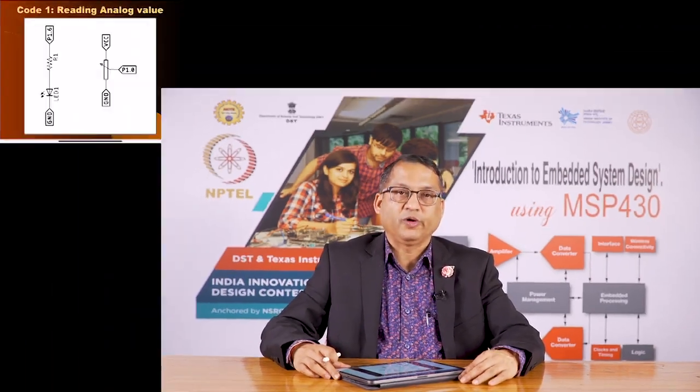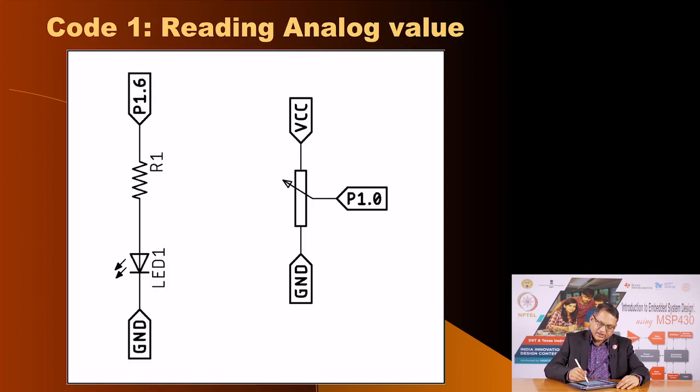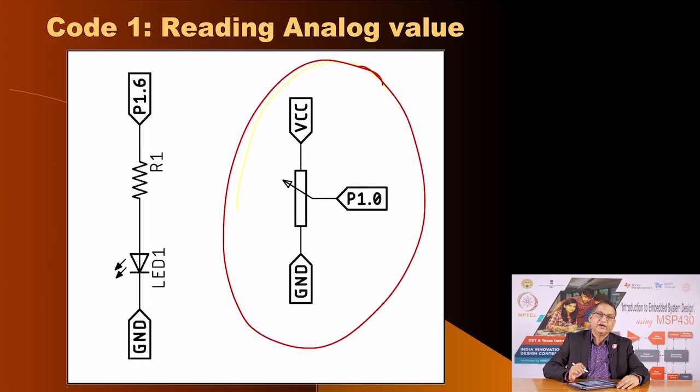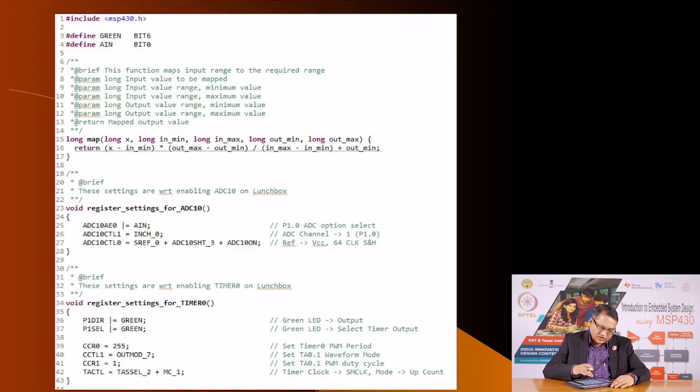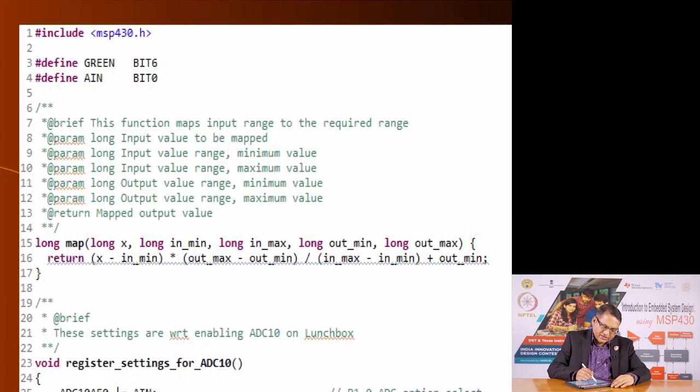In the first code example, we are going to read an analog voltage using a potentiometer, and the center tap of the potentiometer is connected to P1.0. We will ensure that P1.0 becomes an ADC input, and the result of the ADC will be sent to an LED connected to P1.6. Remember P1.6. So this is what the definitions are. You have decided that you are going to connect a green LED to bit 6, and you are going to have the ADC on bit 0.